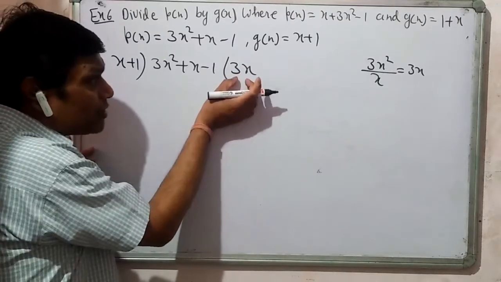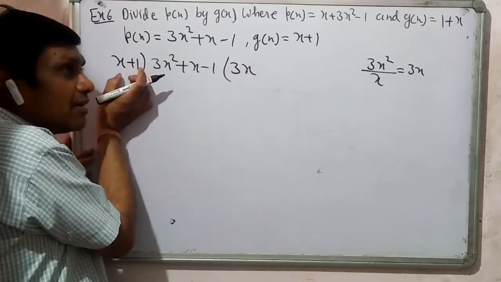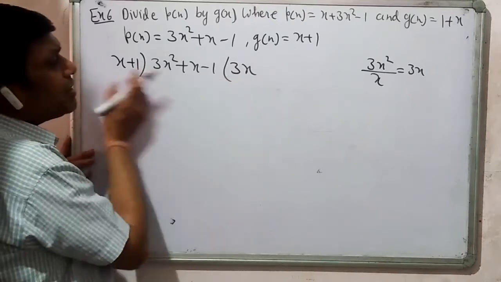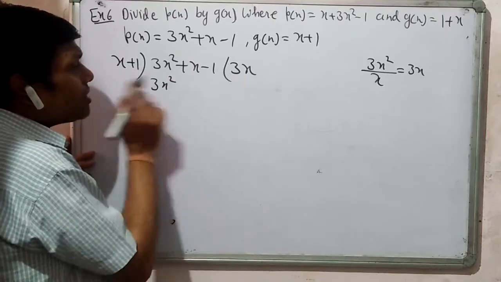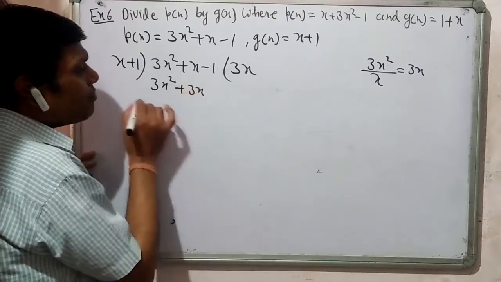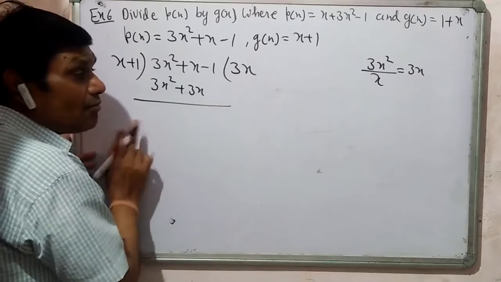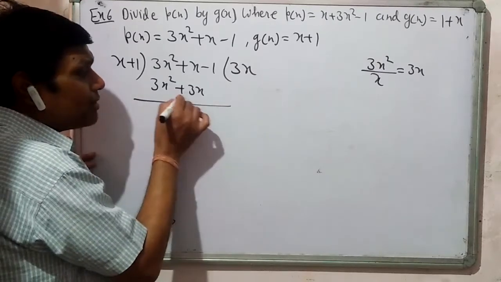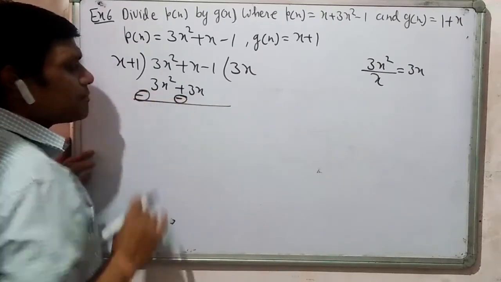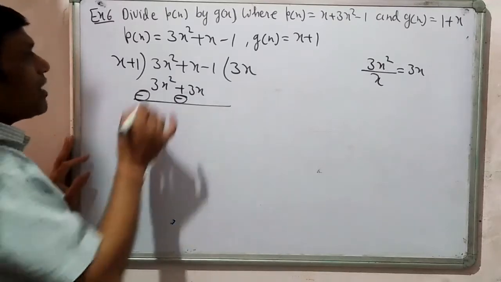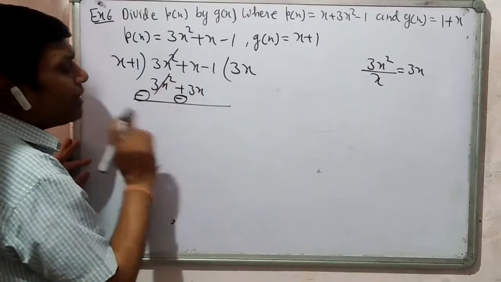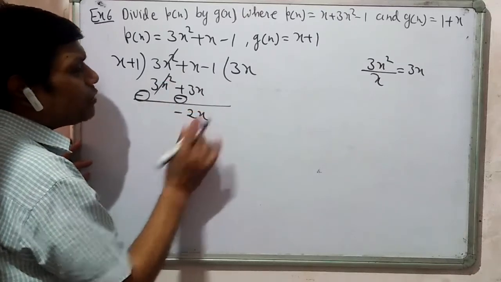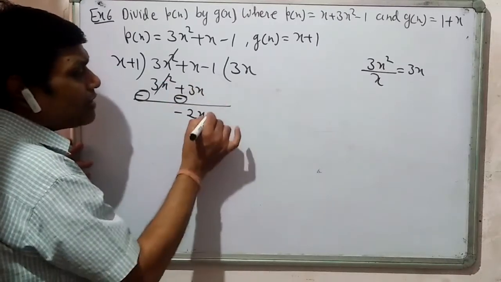Now we multiply this 3x with the whole of the divisor x plus 1. 3x into x, 3x square. 3x into positive 1, 3x. What we have to do is subtract them, so we change the signs. Next what we are going to do is cancel 3x square. x minus 3x will be minus 2x. Minus 1 copied down.